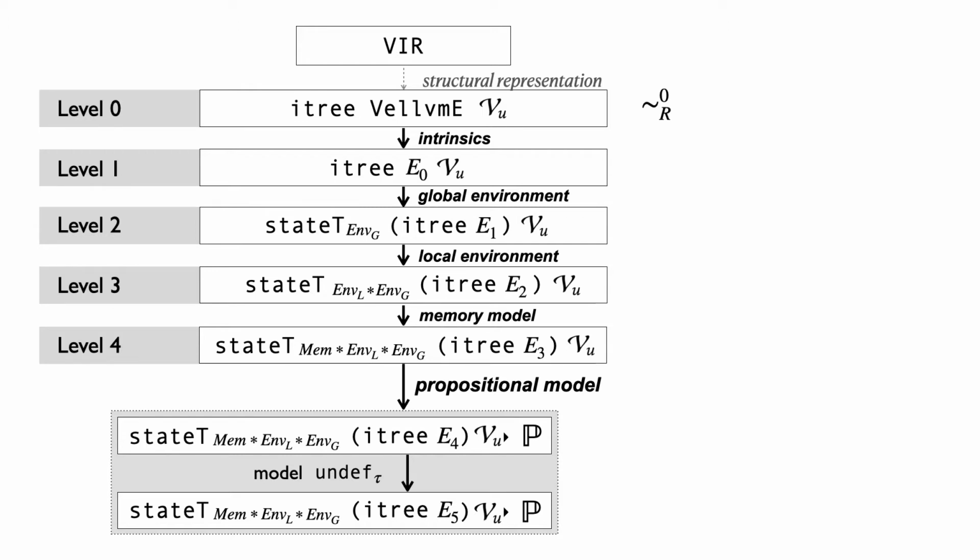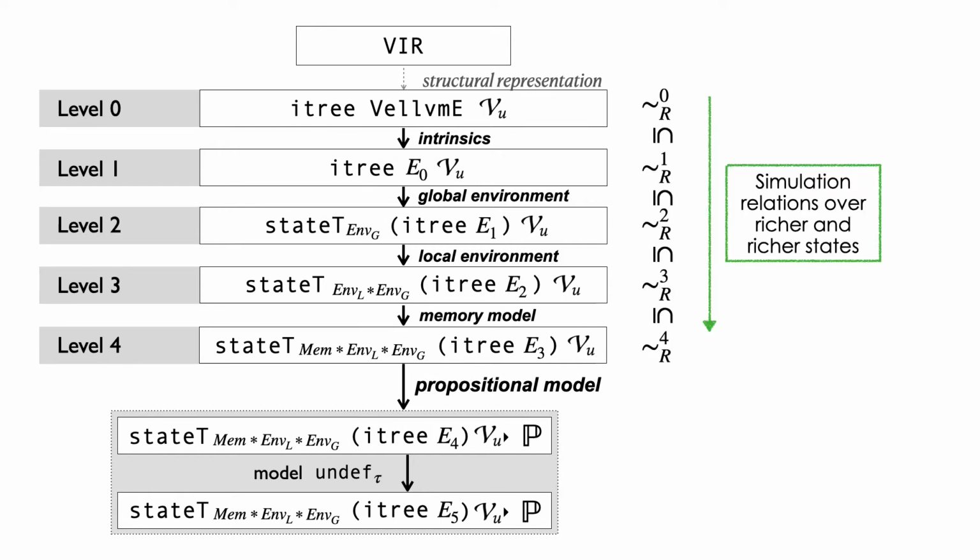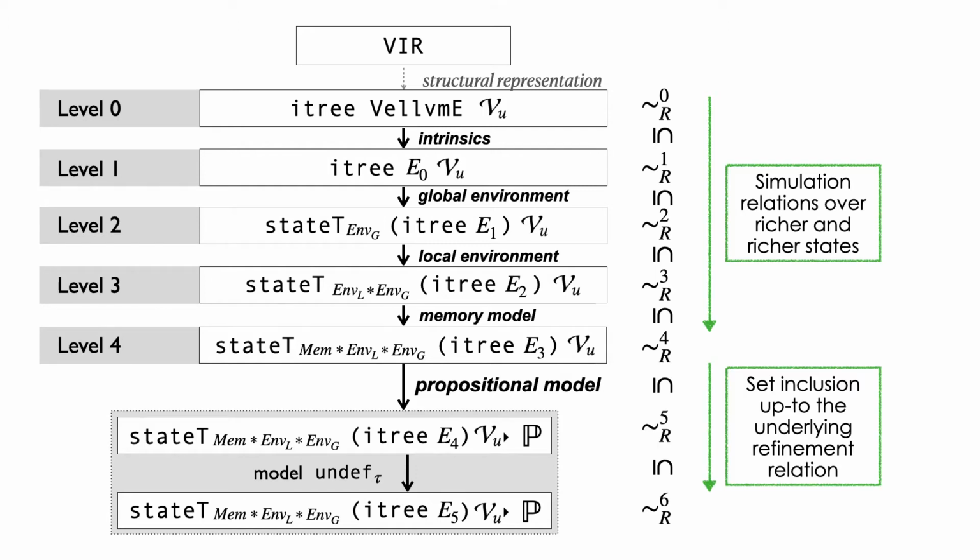Well, it turns out that this structure corresponds also to a stack of refinement relations that are included one into the other as a stack of growing relations. When you introduce a state, you get, therefore, a notion of equivalence in this monad. And then when you introduce a propositional model, you start working up to state inclusion.